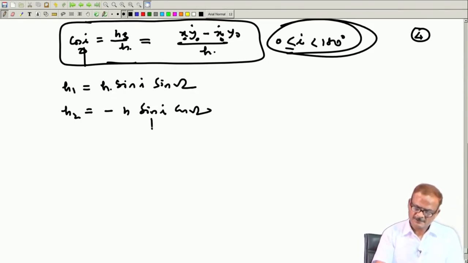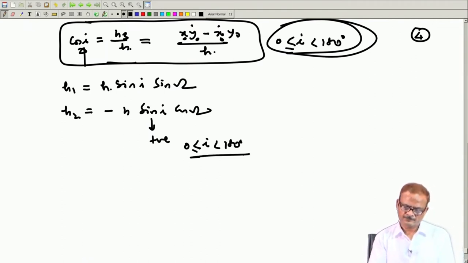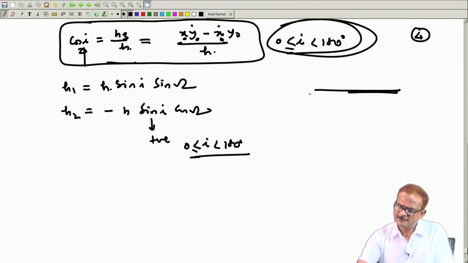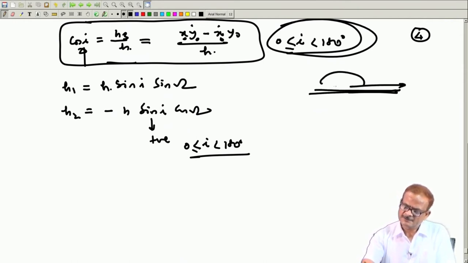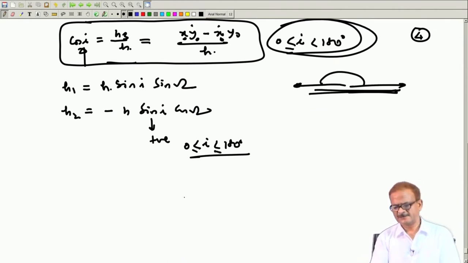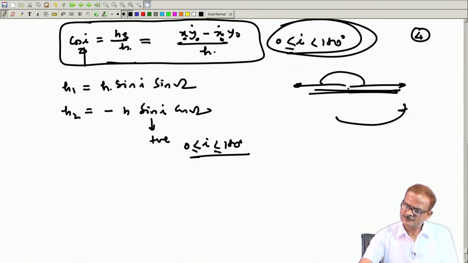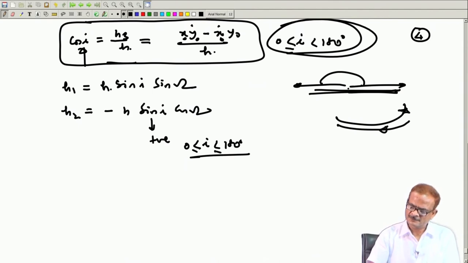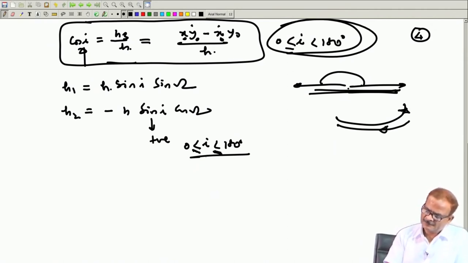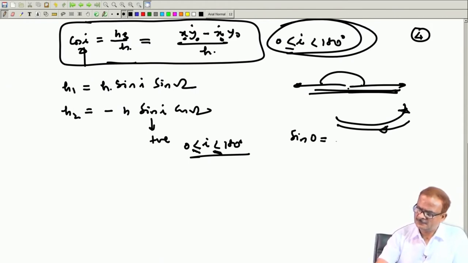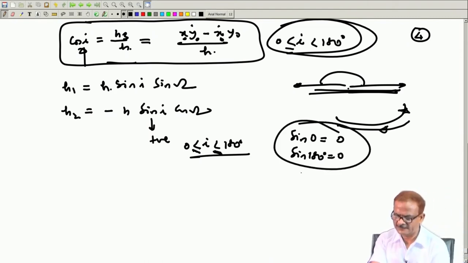Okay, now look here, this part is always positive, because I lies between 0 and 180 degree. 0 degree means your orbit is lying along this direction, and 180 means it is going in the opposite direction. So, we can put the equality sign here also, it is not a problem. In one case the satellite is going in this direction, in the other case the satellite is coming in this direction. So, it varies between 0 and 180 degree. For I equal to 0, the problem will be that sin 0 equal to 0 and sin 180 is also 0. This is the problem. So, which one it is referring to, you have to decide.